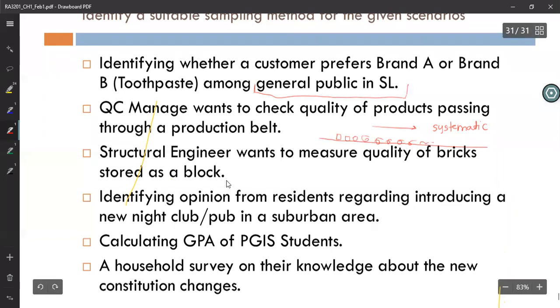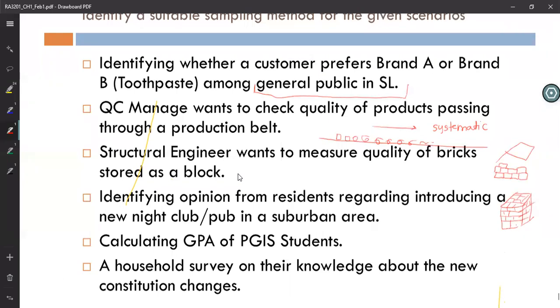Okay. Now this one: a structural engineer wants to measure the quality of bricks stored as a block. Now, can you imagine how the bricks are stored in blocks? Have you seen in construction places how people store bricks? Cubes. Okay, so it will be like this. A nice cube like this. So all the bricks are in a nice formation, you see this brick cube, right? This is how you have it.